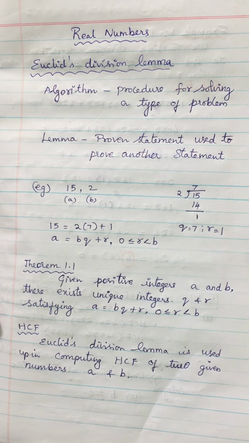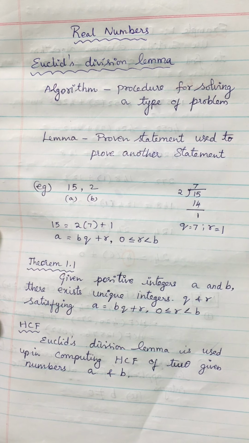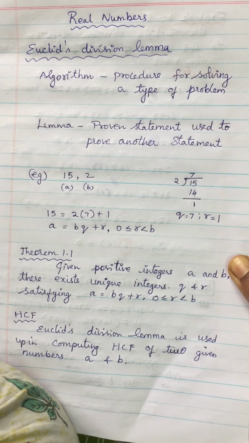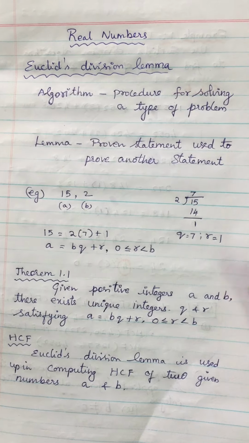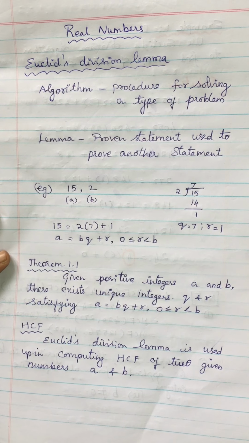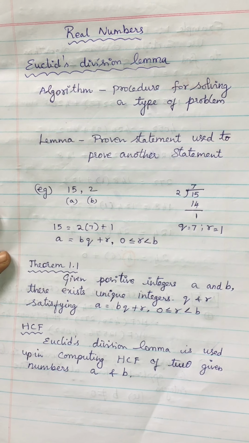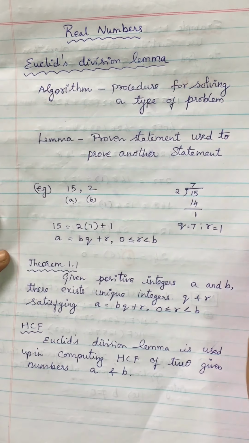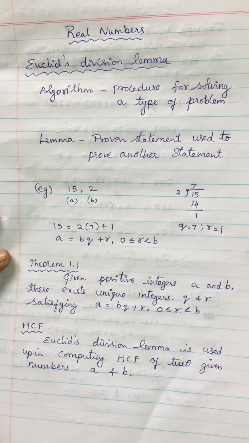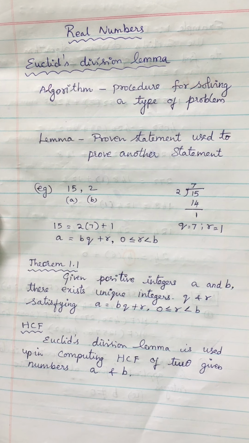First you should know what you mean by Euclid's division lemma. Before understanding Euclid's division lemma, you should understand what you mean by algorithm and what you mean by lemma. An algorithm is nothing but a step-by-step procedure for solving a certain type of problem. You'll be using this algorithm and lemma in the later stages of your studies. And what do you mean by lemma? A lemma is nothing but a proven statement which is used to prove another statement.